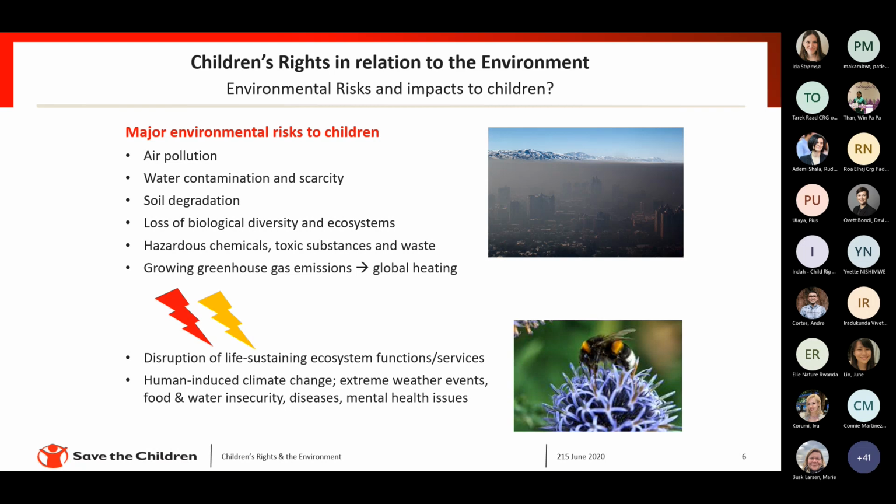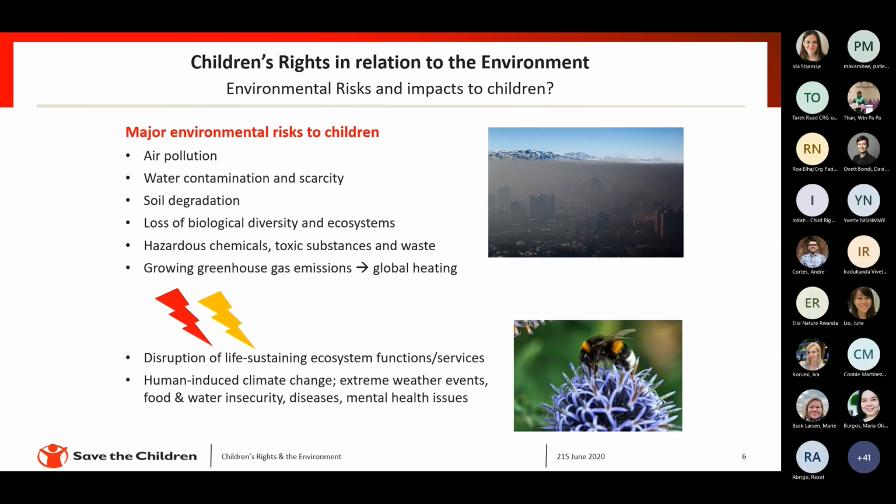So, environmental risks and impacts to children. We can speak about major environmental risks, which are, for example, air pollution, water contamination and scarcity, soil degradation, loss of biological diversity and ecosystems, hazardous chemicals, toxic substances and waste, etc. Growing greenhouse gas emissions, that's what we speak mostly about when it comes to climate change. This list also shows you that we have human-induced climate change, extreme weather events, etc. It's not only about climate change; there are also other environmental risks to children's rights, which are listed here, and it's good to be aware of that.